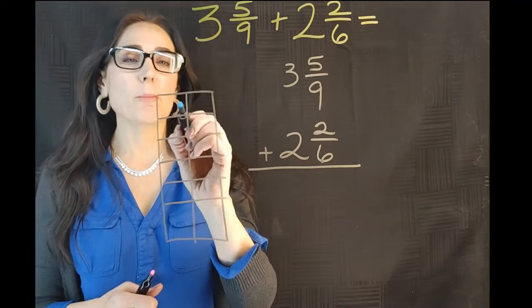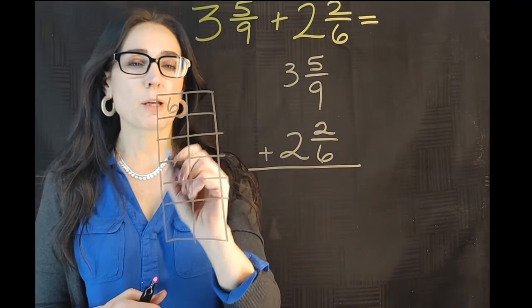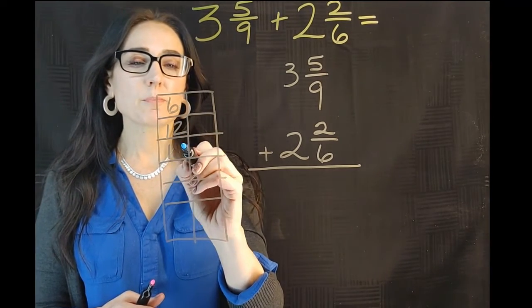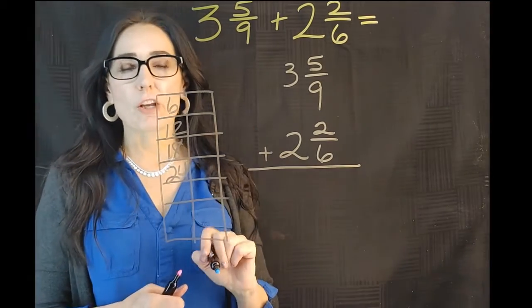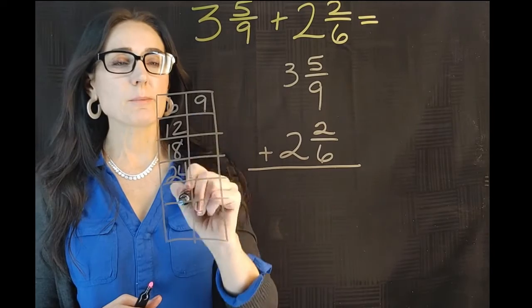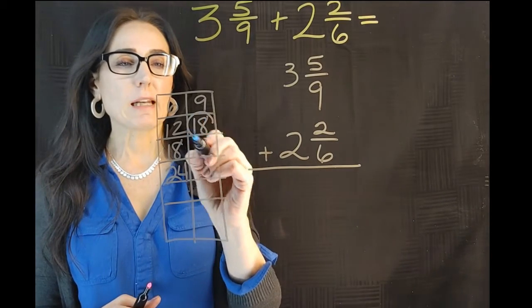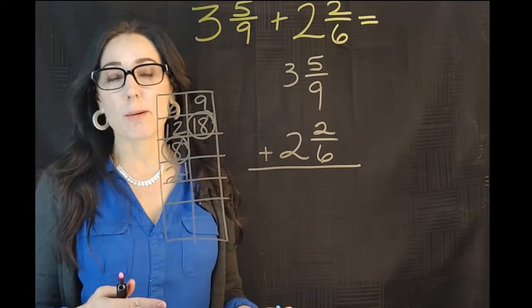So I'm going to start by counting by sixes. So I've got 6, 12, 18, 24. Then I'm going to start counting by 9. So we've got 9 and 18. And I notice that 18 is my least common denominator.